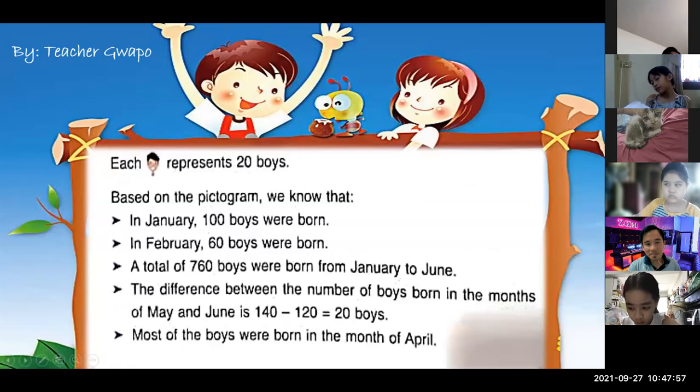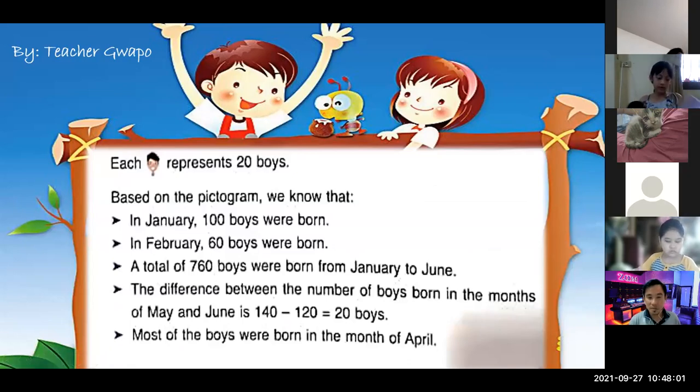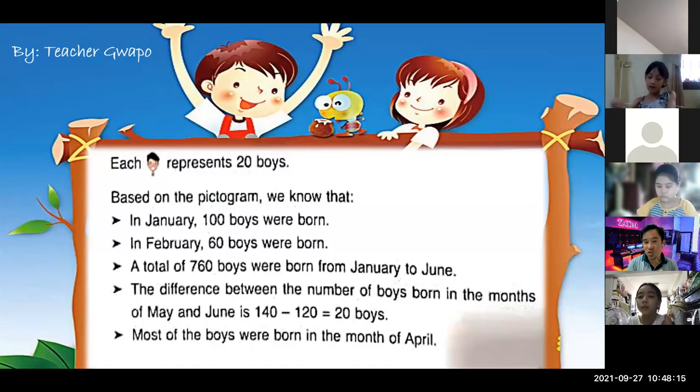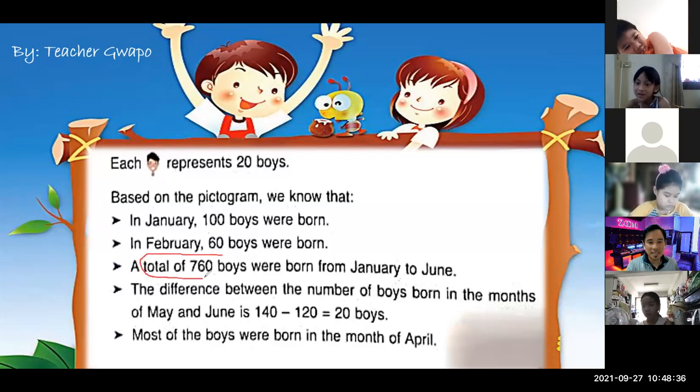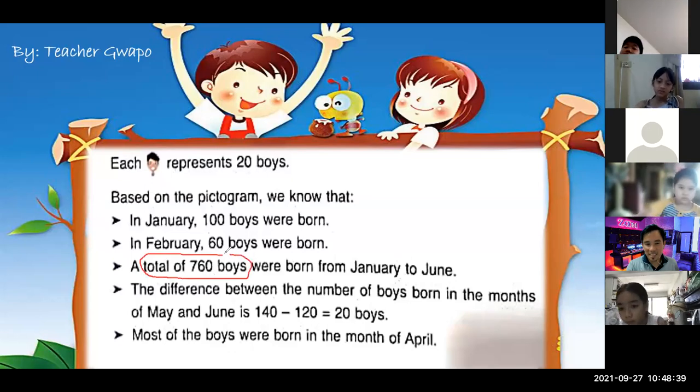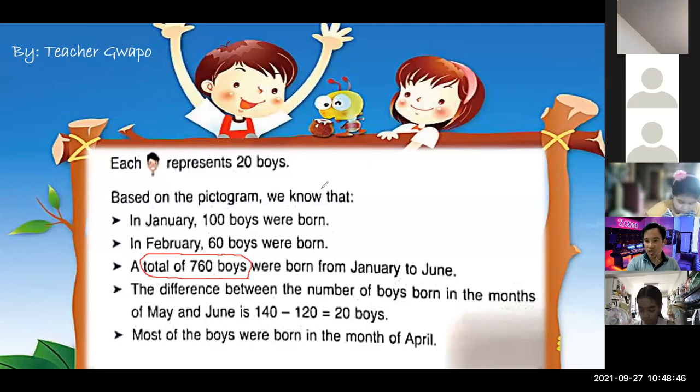Now here we go. Based on the pictogram, we know that in January, there are 100 boys. In February, there are 60 boys. In total, all of them from January to June, January, February, March, April, May, June, how many boys? All together, if we add them all together, there are a total of 760 boys, okay? From January to the month of June.